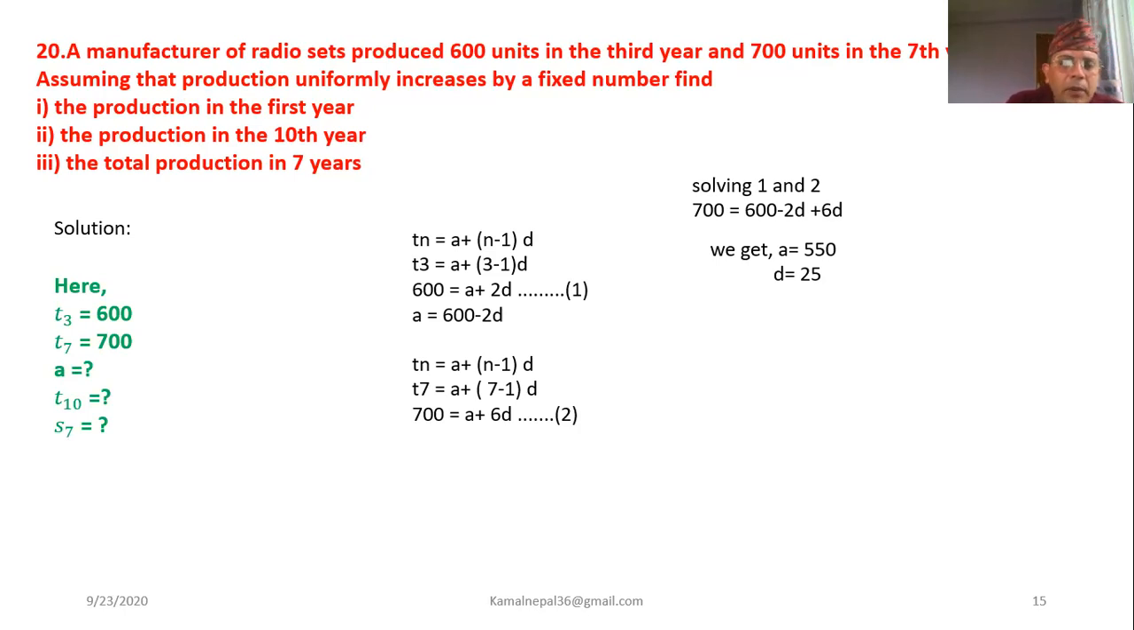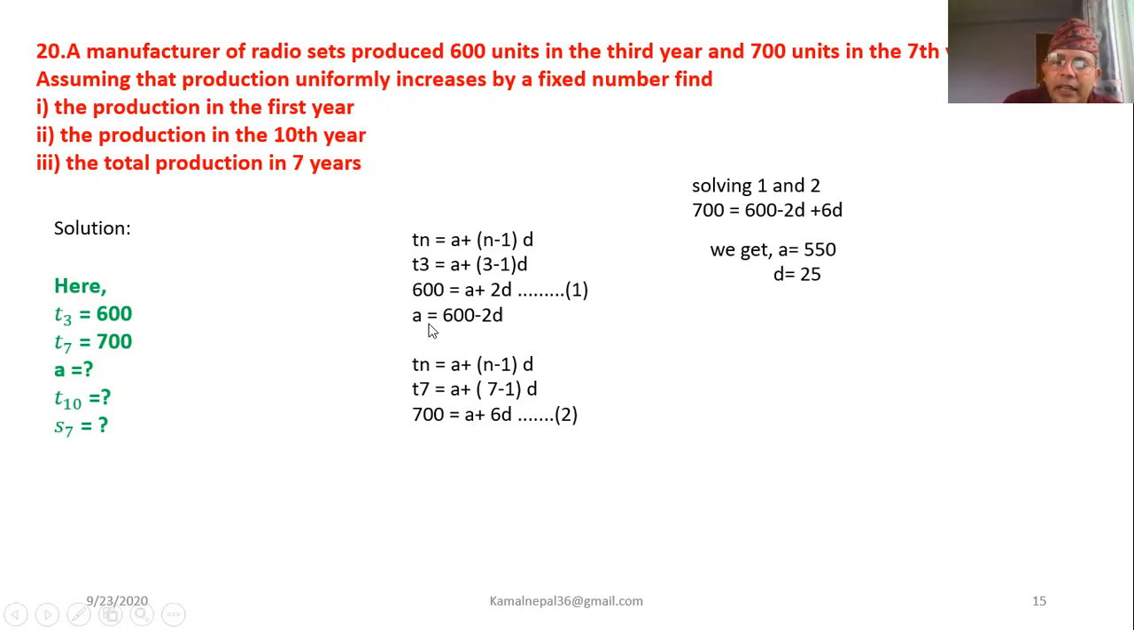So from T3 and T7, Tn is equal to A plus (N minus 1)D, T3 is equal to A plus 2D. So A is equal to 600 minus 2D, you can say it is equation number 1. Now the second equation, T7 is equal to A plus (7 minus 1)D. So it is 700 is equal to A plus 6D. Now solve equations 1 and 2, you will get D is equal to 25.